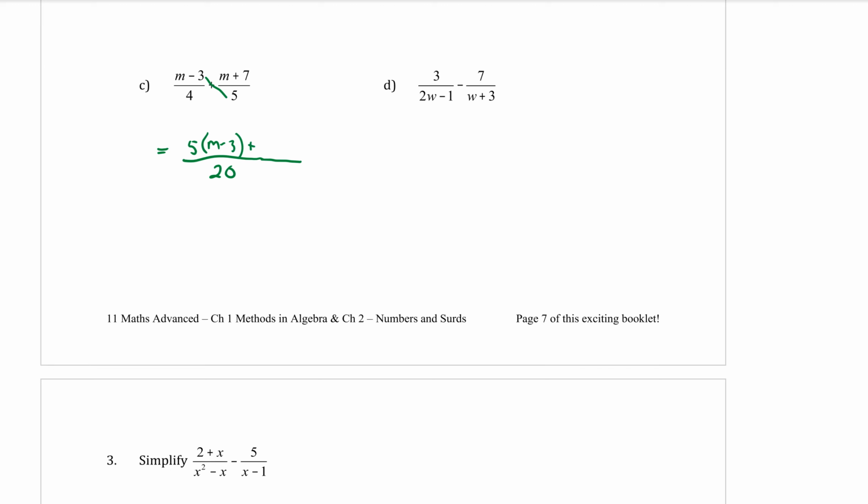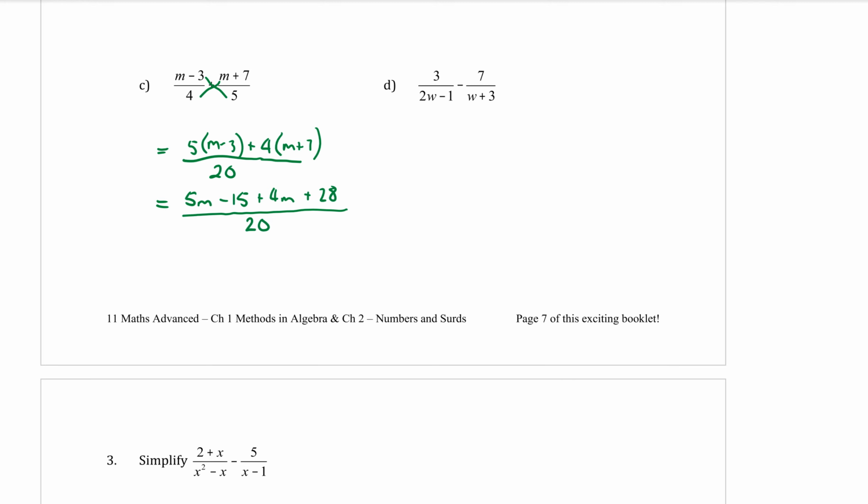And now I multiply the other way. I need to multiply the 4 with the m plus 7. When there's more than one term, put them in brackets to make sure that you expand them out properly. Okay, so that's my next step. Expanding. 5 times m is 5m. 5 times minus 3 is minus 15. Now the second bracket. 4 times m is 4m, and 4 times 7 is 28.